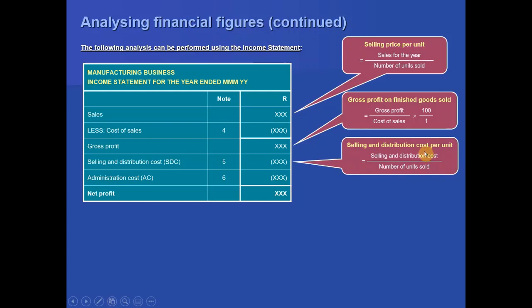We can get the selling and distribution cost per unit by taking the selling and distribution costs divided by the number of units sold. And similarly, we can take the administration cost divided by the number of units sold to obtain the administration cost per unit.